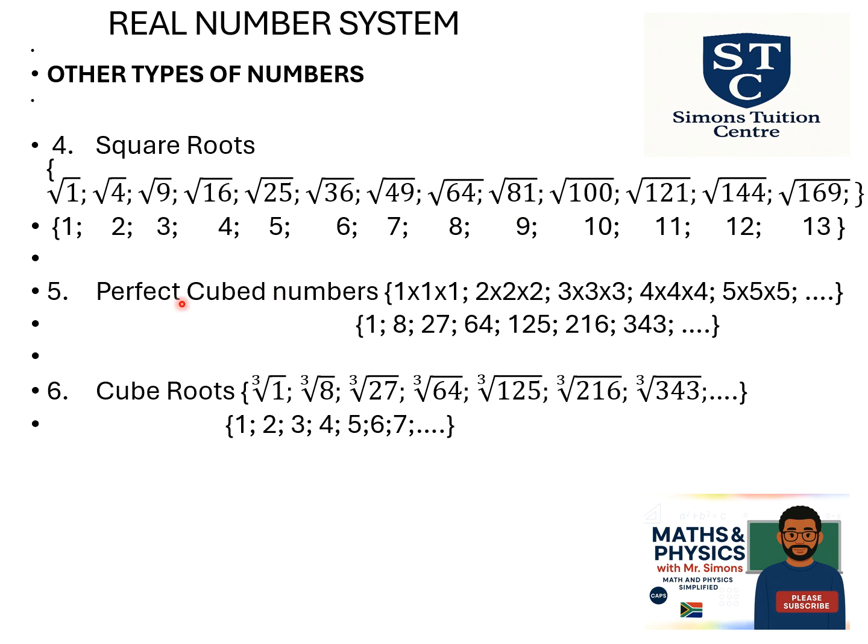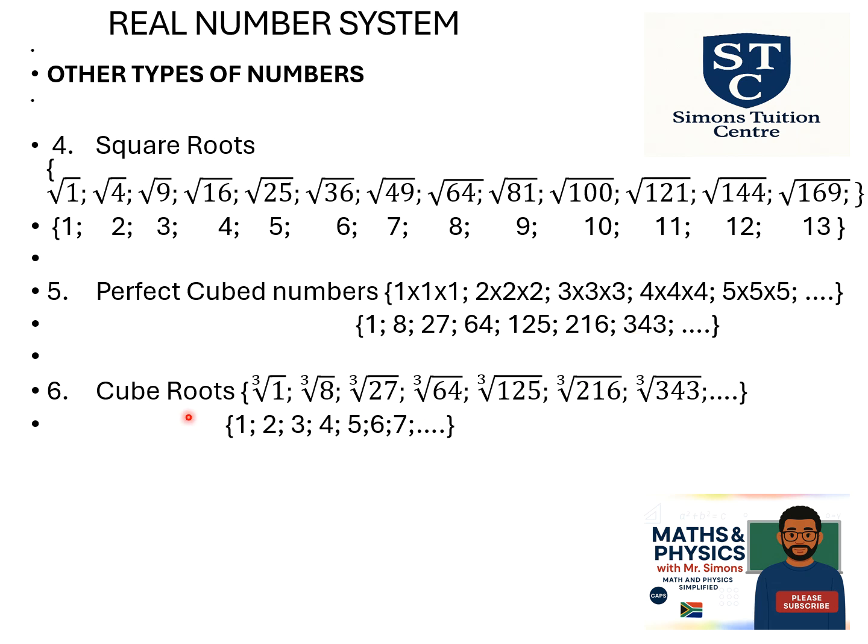For perfect cube numbers, we need to know the first 7 perfect cube numbers. So 1 times 1 times 1 is 1, 2 times 2 times 2 is 8, 5 times 5 times 5 is 125. And we need to know all the way up to 7, 7 times 7 times 7 gives me 343.